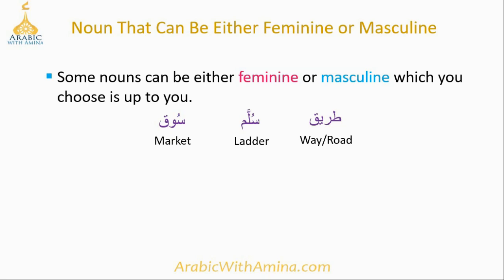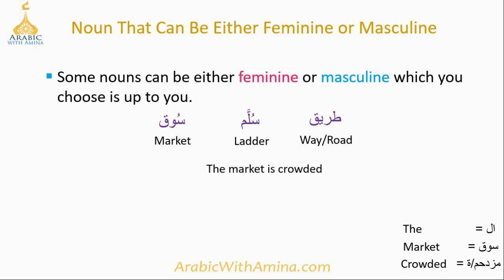To make the idea clearer, let's make a sentence. We'll use these words from our word bank to create the sentence, the market is crowded. And if you don't know how to make a sentence yet, don't worry, we'll get to that in the next lesson. So, the market is crowded could be السوق مزدحم. And this sentence is grammatically correct. We could also say السوق مزدحمة. And here we used the feminine adjective. Again, this sentence is also correct. You can use the masculine form or the feminine form, and both will be correct.